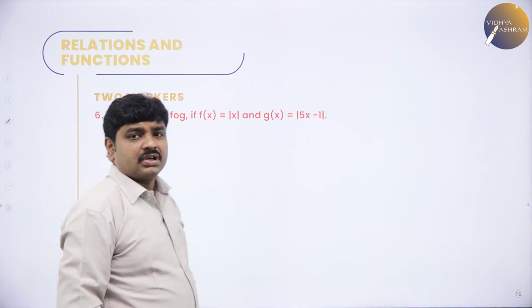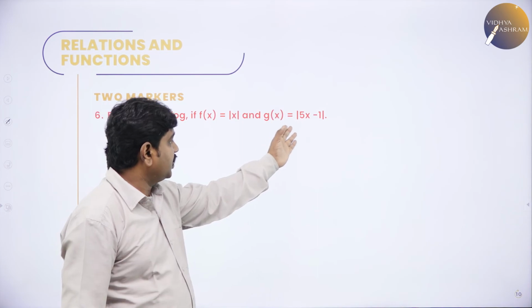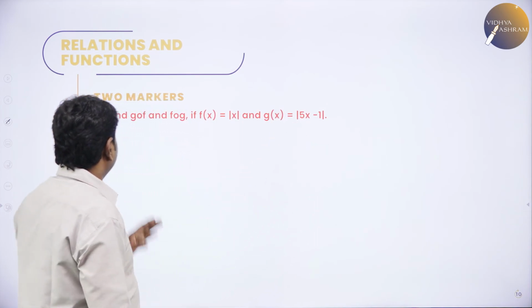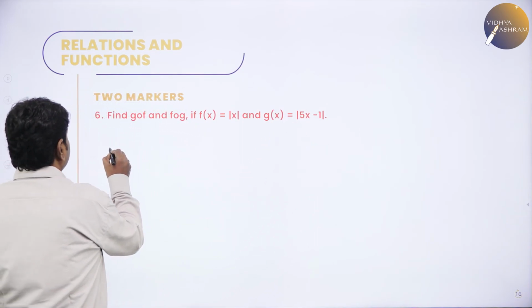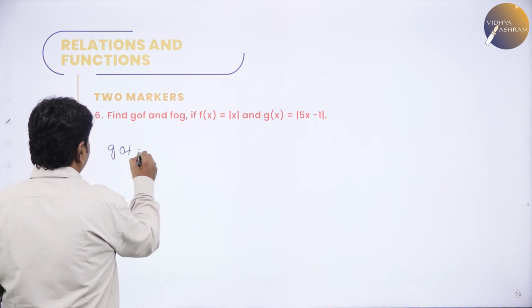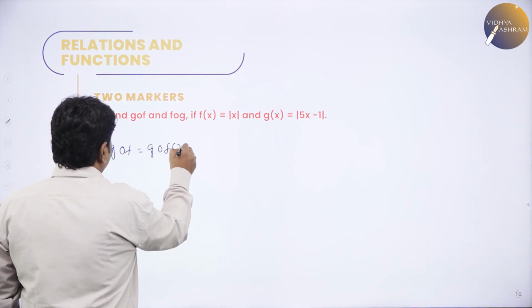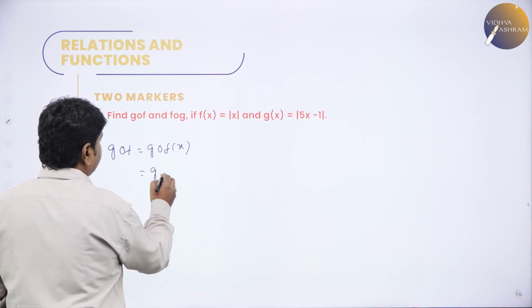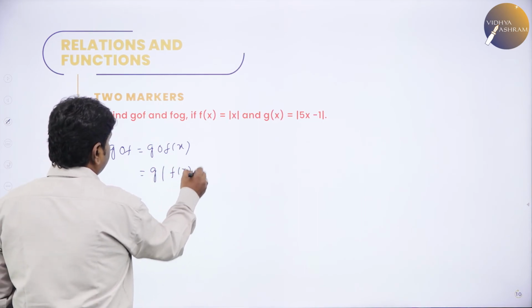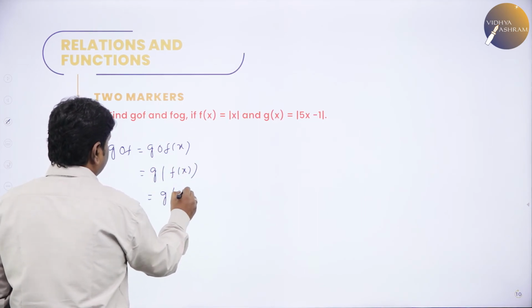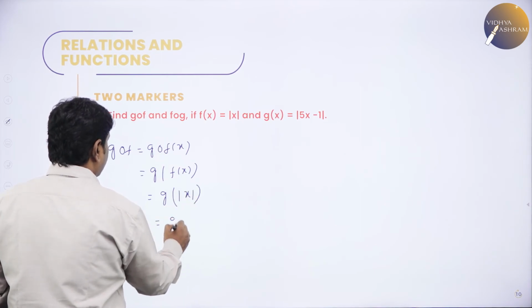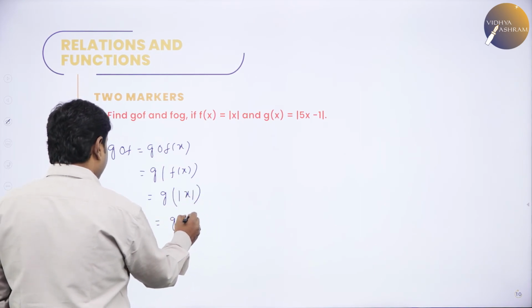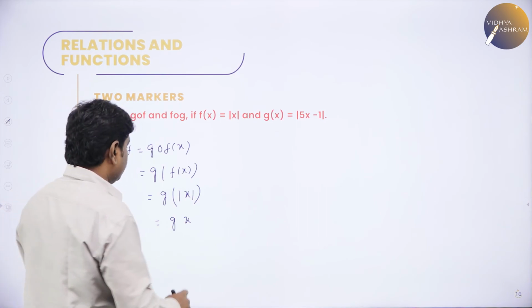So now we have done all the types of composite functions. One more we have. F of x is mod x. G of x is mod of 5x minus 1. They want GOF and FOG. So GOF means what? GOF x. What is GOF x? G of f of x. What is g of f of x? G of mod x. Always mod, the absolute value, will be positive. We will get positive value.